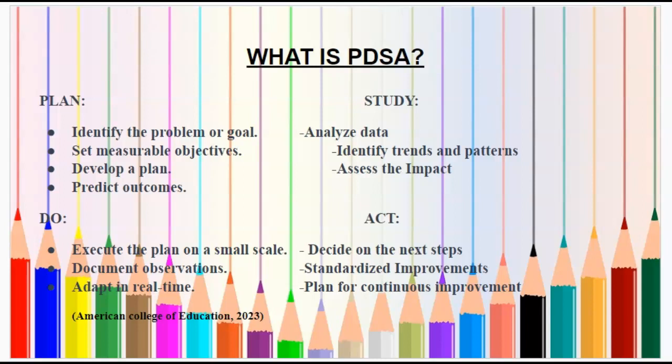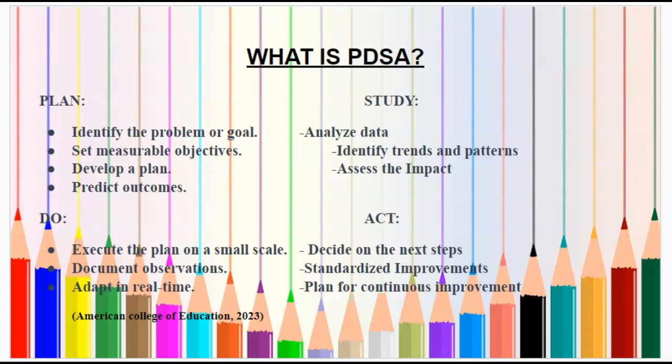The first thing you're probably wondering is what is the Plan, Do, Study, Act, or PDSA? The Plan, Do, Study, Act is broken down into 4 steps, starting with Plan, which is to identify the problems, set measurable objectives, develop a plan, and predict outcomes. The next step is Do. This is where we execute the plan that we just set, but on a small scale. Document any observations, and then adapt for real life.